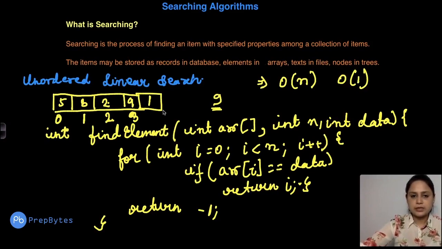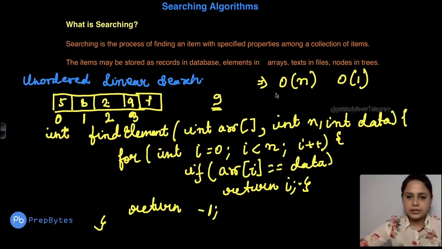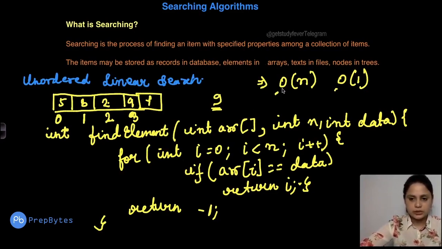Another worst case will come when you don't have the element at all in the array. So either it is towards the end, or the element is not there in the array at all. In that case you will have to traverse through the complete array. So this is the worst case time complexity, this is the best case time complexity. Generally whenever we do programming, we consider worst case time complexity only.